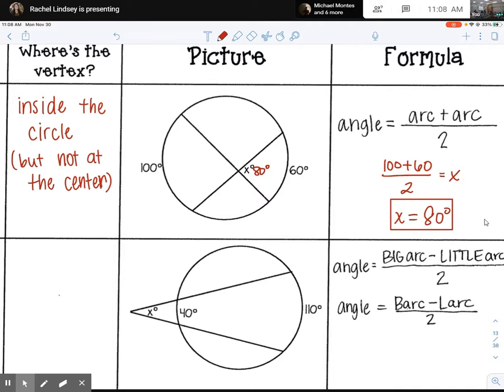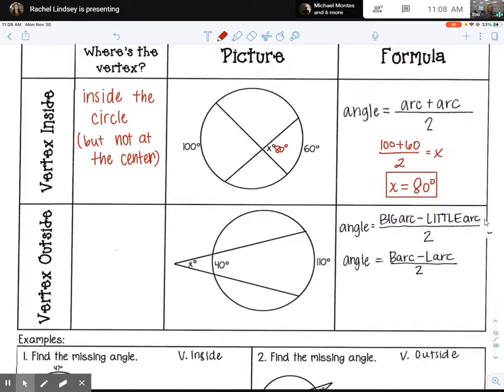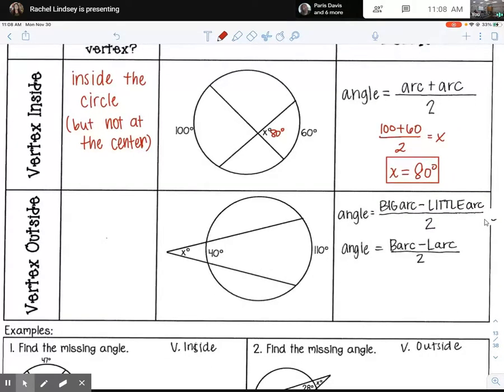Okay? So that's vertex inside, and then there's vertex outside. So notice that the point of the angle is not inside the circle. That's called vertex outside. Again, with this, you have two arcs. So here's an arc, and here's an arc created with that angle.